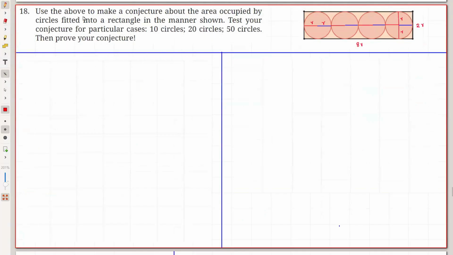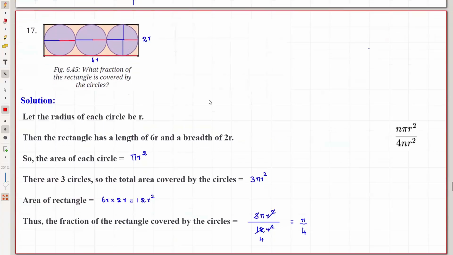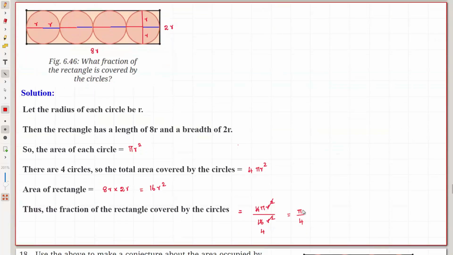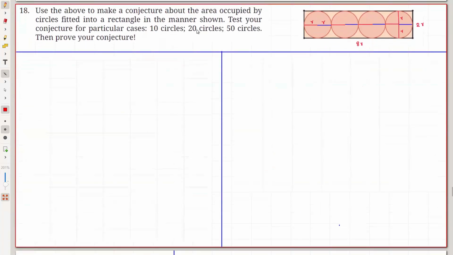So question number 18: use the above to make a conjecture. Conjecture means a statement, a conjecture about the area occupied by the circles fitted into a rectangle in the manner shown. Test your conjecture for the particular cases of 10 circles, 20 circles, 50 circles. Then prove your conjecture. Previously, if it's 3 circles inside the rectangle, the answer is pi by 4. If it's 4 circles also, the answer is pi by 4. If it's 10 circles, 20 circles, 50 circles also, the answer is going to be pi by 4.